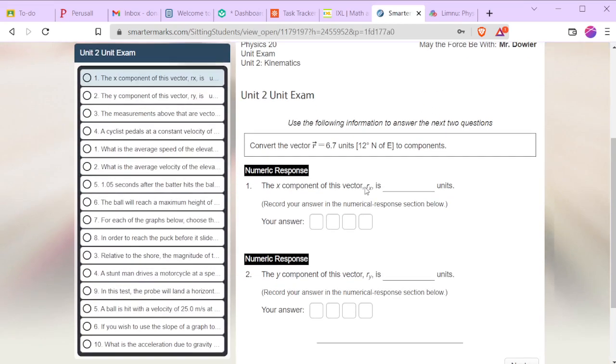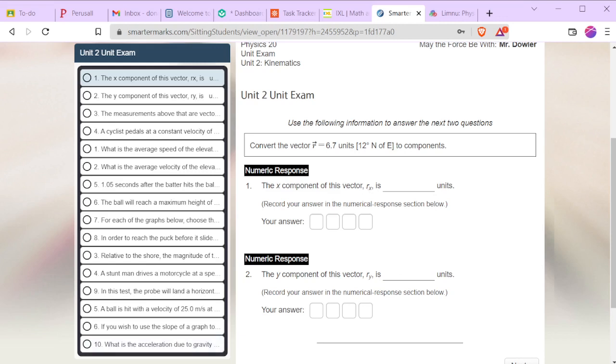So in our first two, we are converting this vector into components. Now that direction, 12 degrees north of east, puts it in standard position. So we just need 6.7 units at 12 degrees north of east.